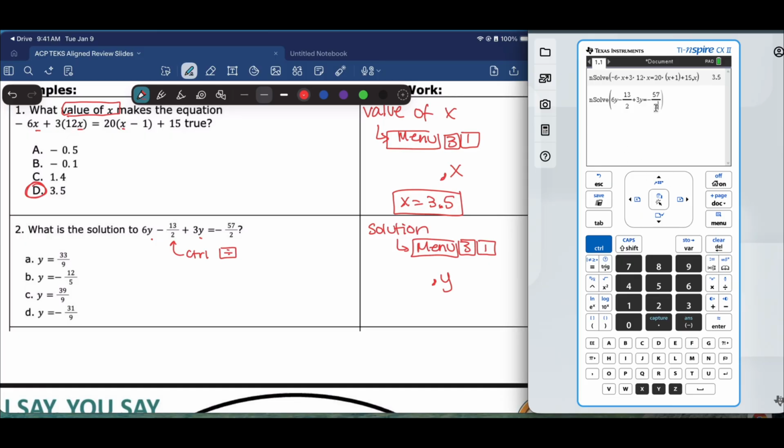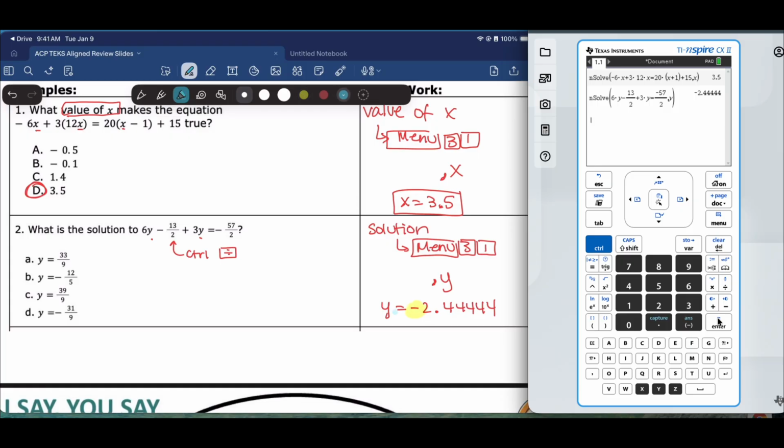Now, to do the comma, we need to go to the right side like that, comma, y, enter. That's going to give me y equals negative 2.44444. But I noticed that none of my answers are that. So what I want to look at is, I have a negative sign right here.